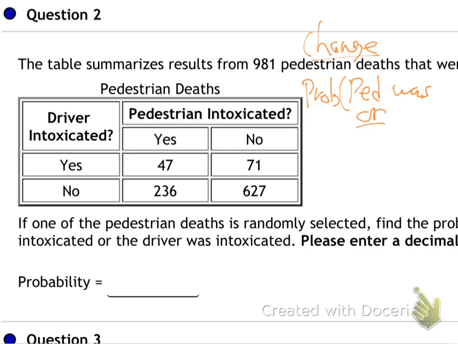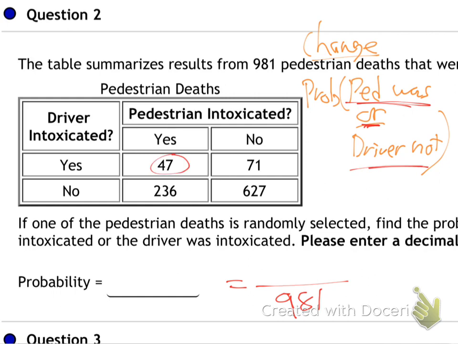Which is pedestrian was drunk or driver not. All right, good question. So let's go through it. We know the bottom is going to be the total, the 981. Let's just go through it case by case. So what if they said pedestrian was or driver not? Or means we're going to add them up, right? Or means add.